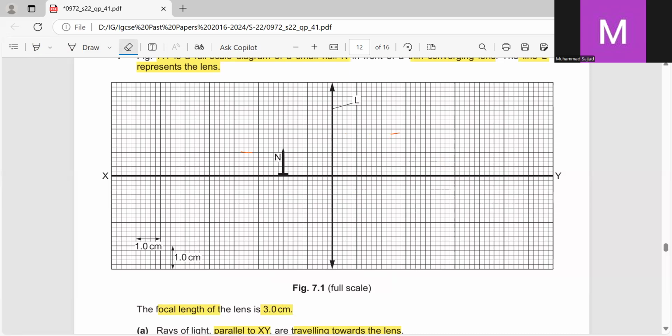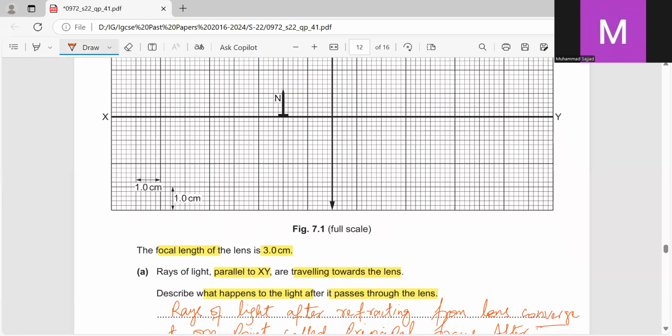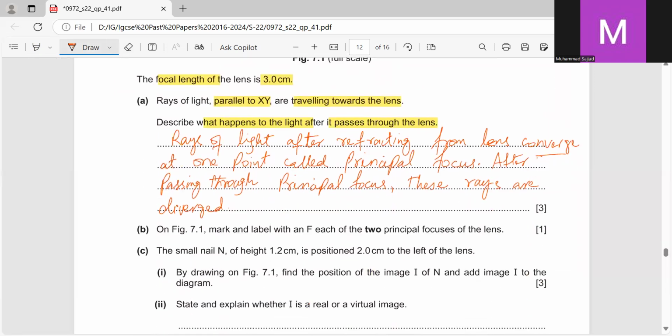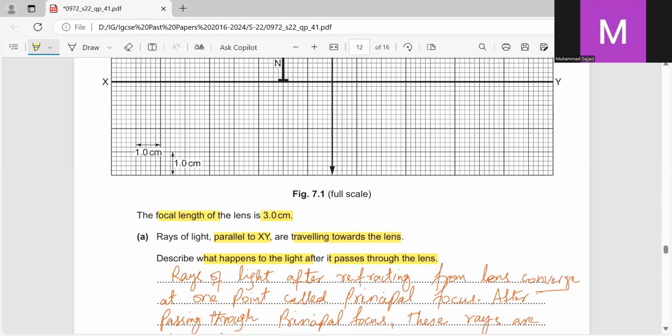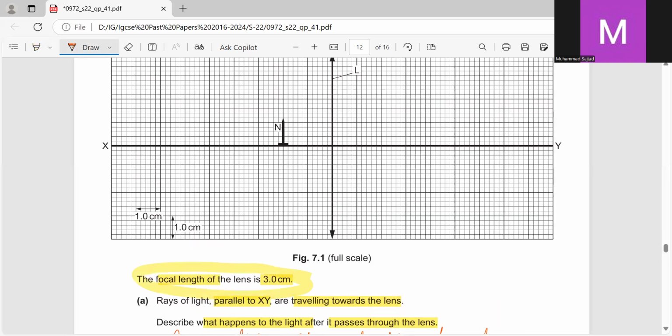Now, my dear friends, next is on figure 7.1. On figure 7.1, mark and label with F each of the two principal focuses of the lens. Now, see, the focal length of the lens is 3 centimeter. And what is focal length? It is the distance from the center of the lens to the principal focus, on both sides. So it means the focus is at a distance of 3 centimeter.